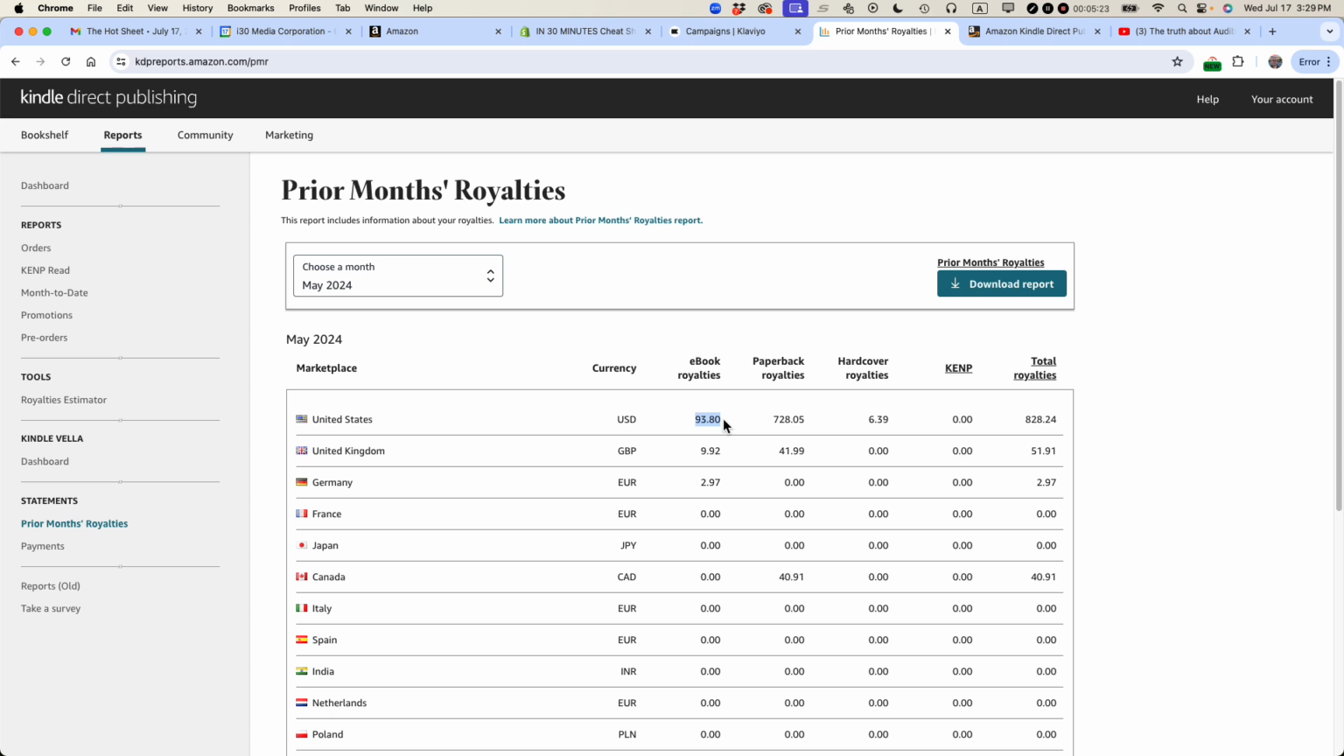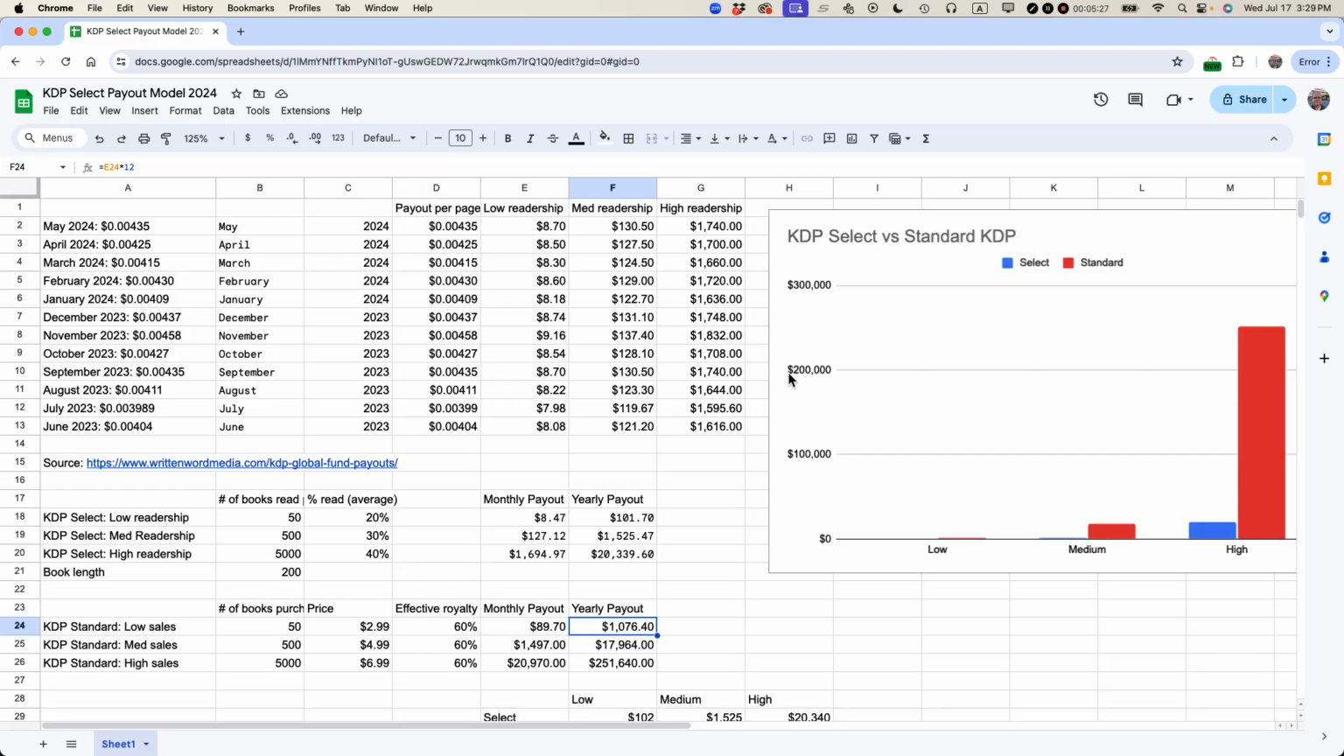And I'm not using KDP Select. If I was in KDP Select, I would be getting a lot less, about 1/10 of that. You can't really see it on the chart, but it's not much. It's basically, do I want $100 in KDP Select or do I want $1,000 in KDP Standard, or KDP Traditional? And the answer should be obvious.